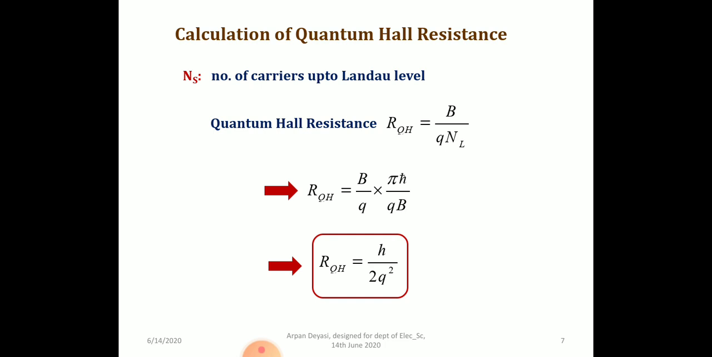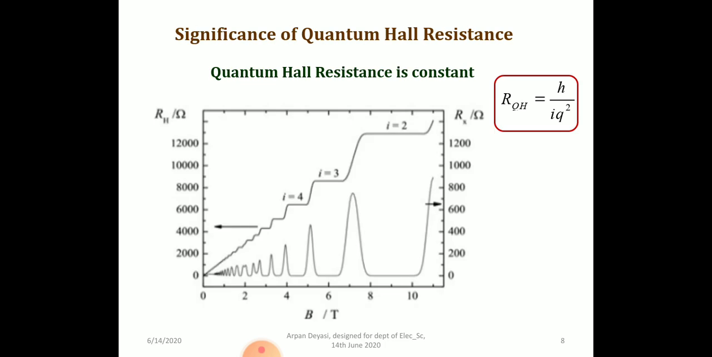Now look at the factor. h is the Planck's constant, which is constant. q is the electronic charge, which is also constant. So the quantum Hall resistance is a constant quantity. And if I move from one to another, that means if I increase the magnetic field, you will get h by iq square, where i is the integer factor.